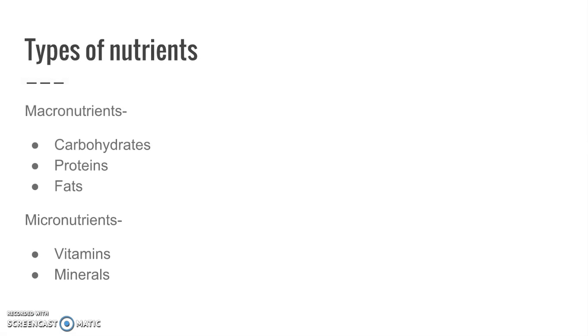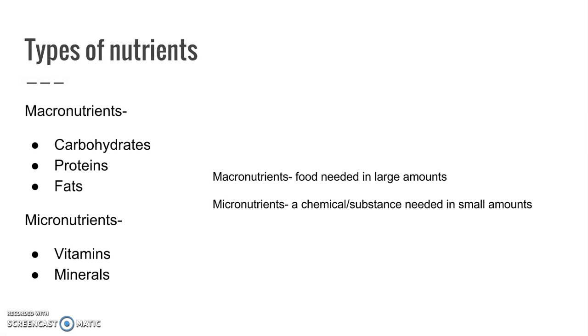The types of nutrients are macro and micro. Macronutrients have 3 types, and that is carbohydrates, proteins, and fats, and the 2 micronutrients are vitamins and minerals. Macronutrients are needed in large amounts, but micronutrients are only needed in small amounts.